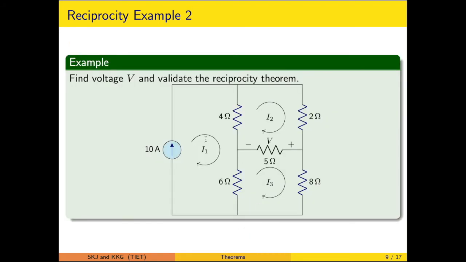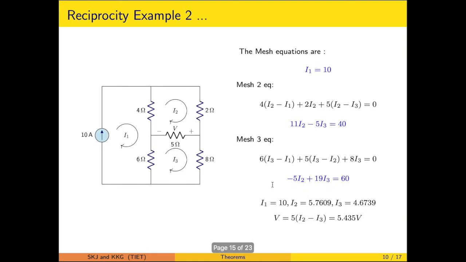This is also a little different story, where now the source is the current and the response is the voltage. So again we will be making use of the mesh analysis to analyze this circuit. This 10 ampere is the mesh current I1, so we have to write the mesh equations for the second and third mesh only, keeping I1 as 10 ampere. So I1 is 10, the first mesh current is known.